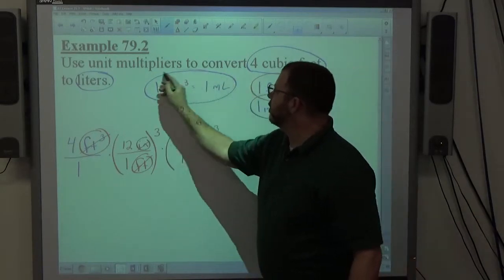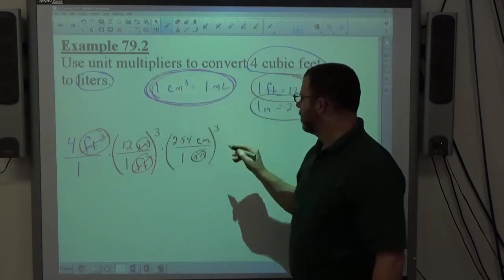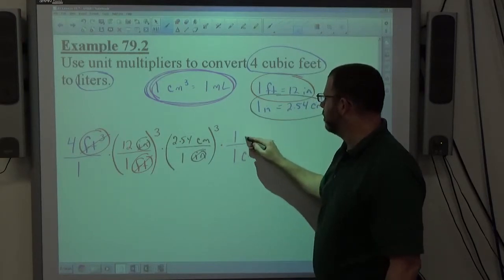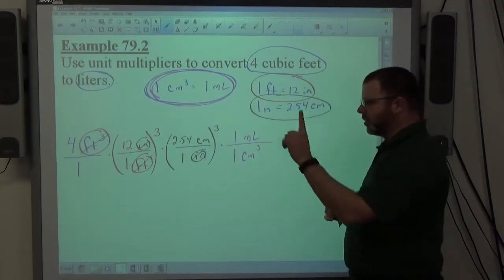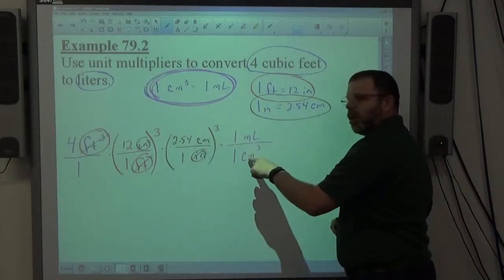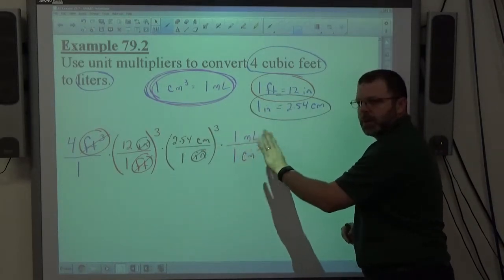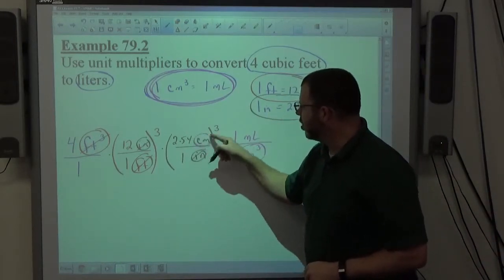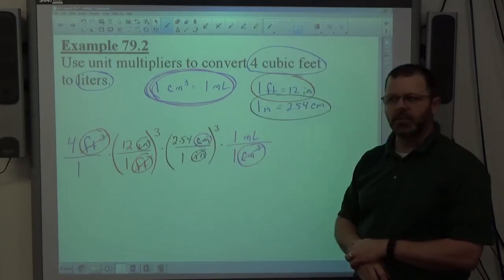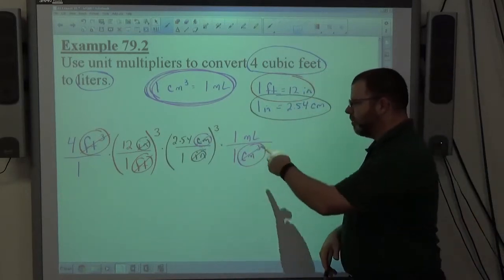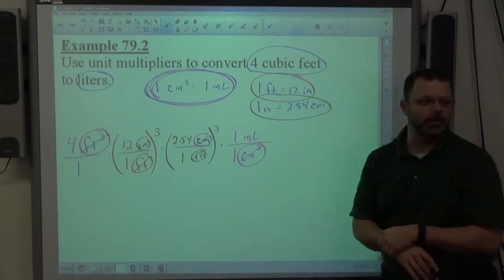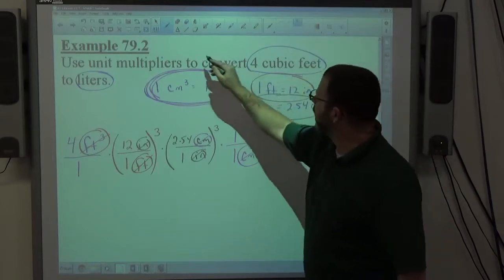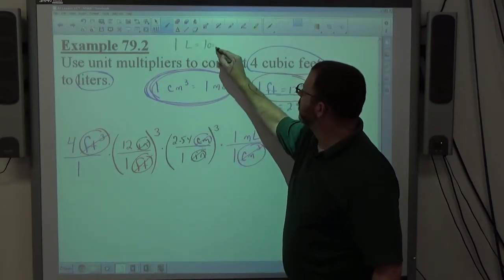Now I'm going to move on to this fact: 1 cubic centimeter is equal to 1 milliliter. Notice, this is cubic centimeters, this is also cubic centimeters. I don't have to cube this because it's already got the correct unit. So this cubic centimeters and this cubic centimeters are going to cancel, leaving us with milliliters. At this point, my unit is no longer cubed, so nothing else is going to be cubed from this point forward. The final fact I'm going to use here is that 1 liter is equal to 1,000 milliliters.